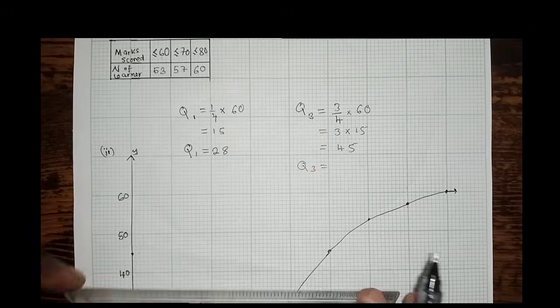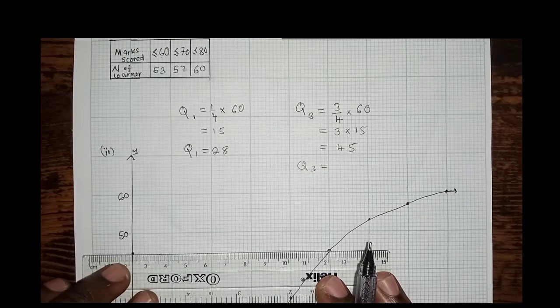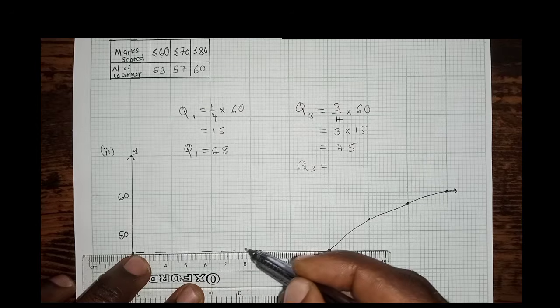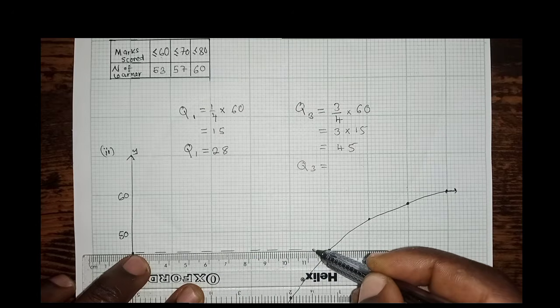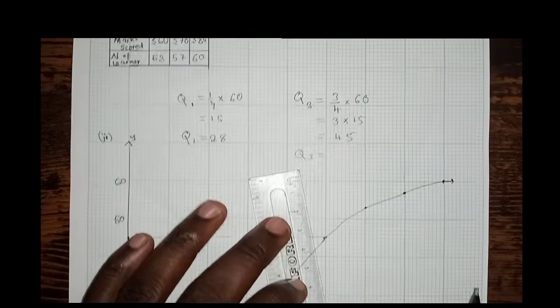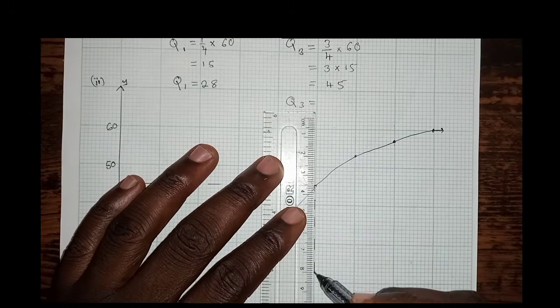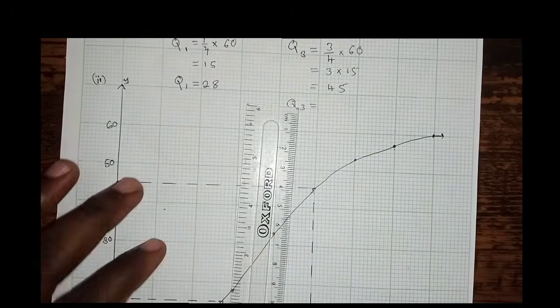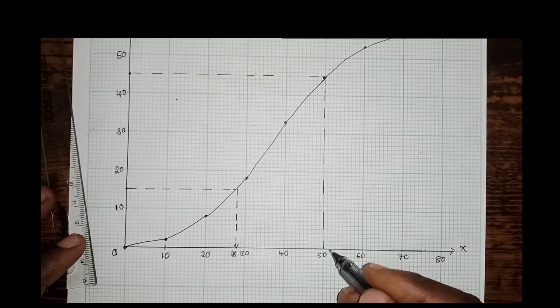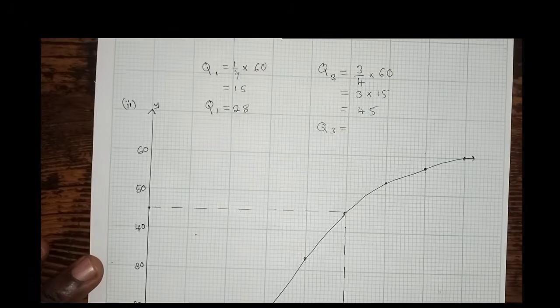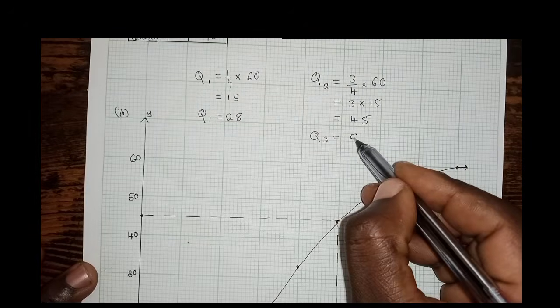So we go to quartile 3, do the same like we did up to here. You drop your line, up to somewhere here. We check what number is here. It's 50. So meaning our Q3 is 50.